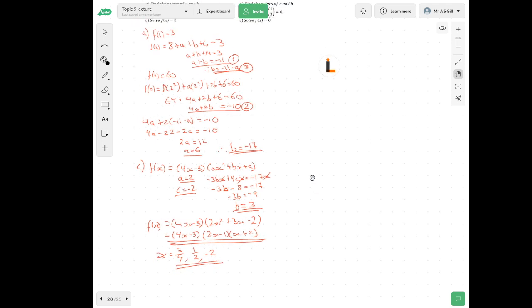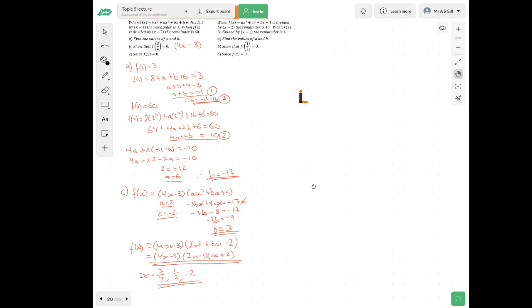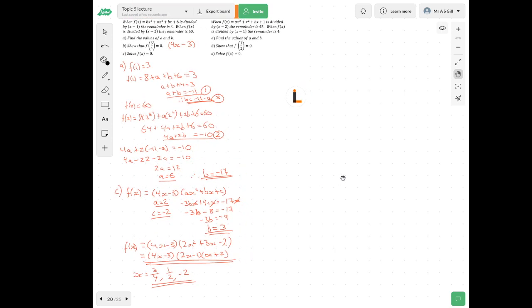Okay, very, very long-winded question there. But have a go at the right-hand side question from there, and I'll write up the solution for that in just a minute as well.